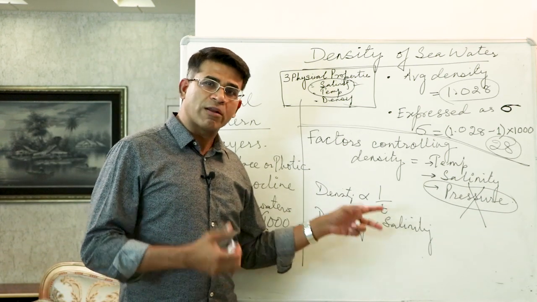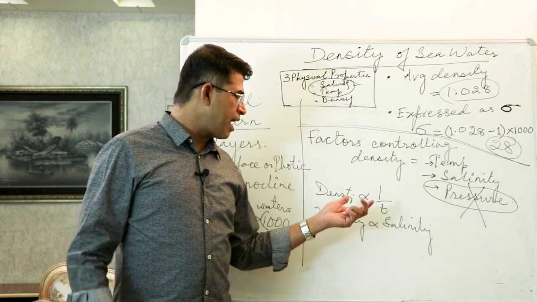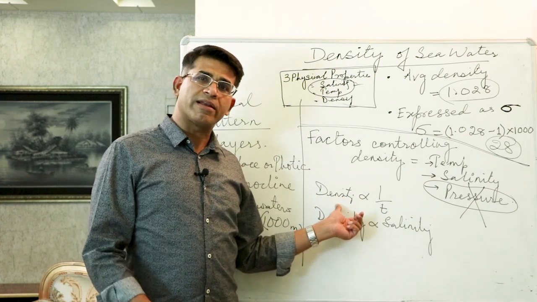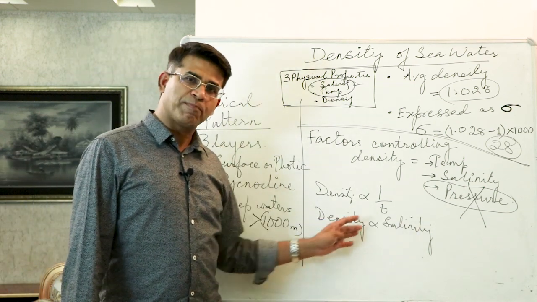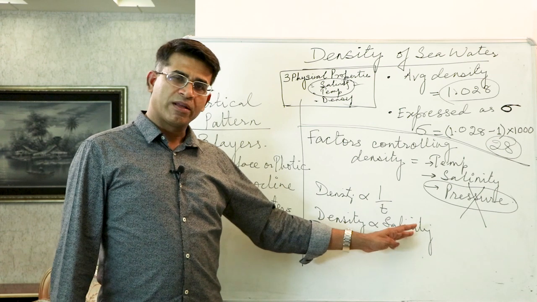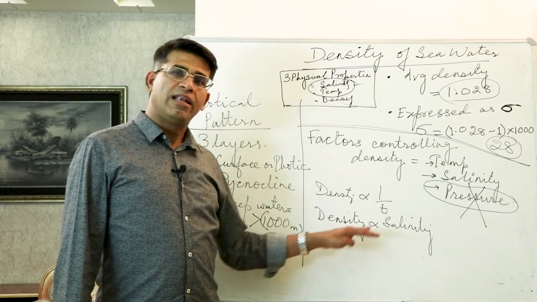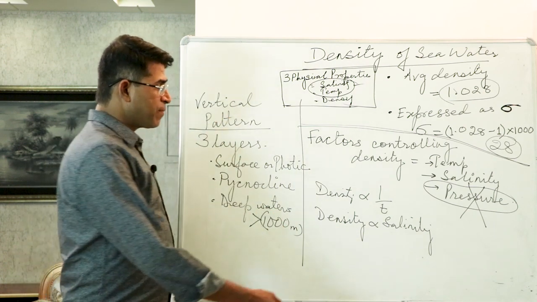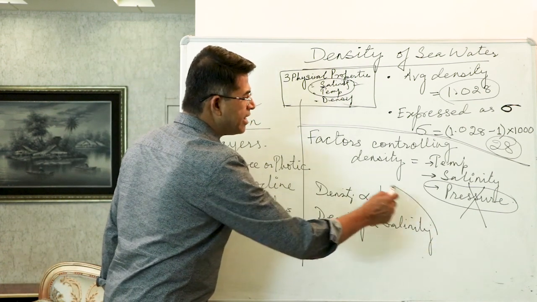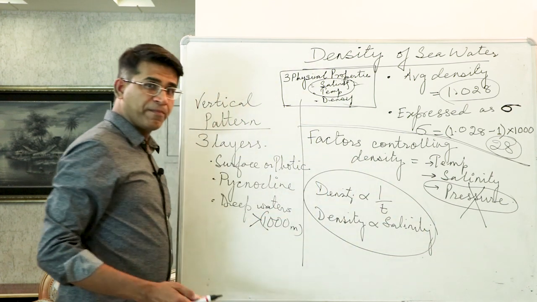So when water becomes cooler, water will contract and the density therefore becomes higher. Whereas for salinity, the relationship is positively correlated. More salinity, more dense; less salinity, less dense. But the problem with the oceans is that temperature and salinity act together.